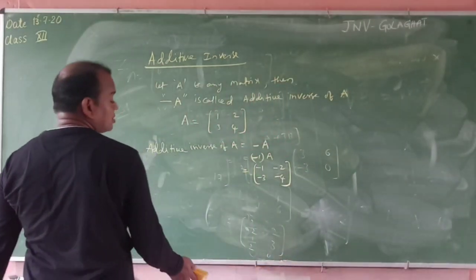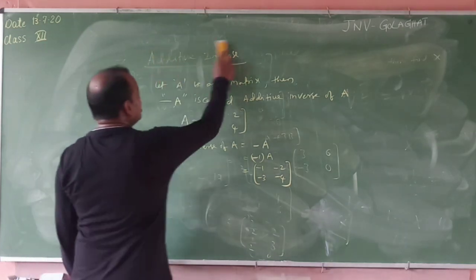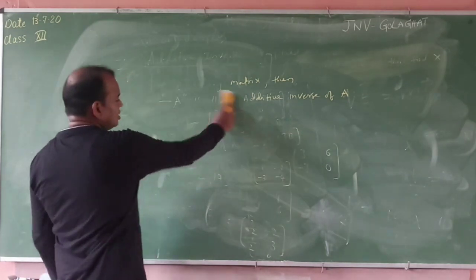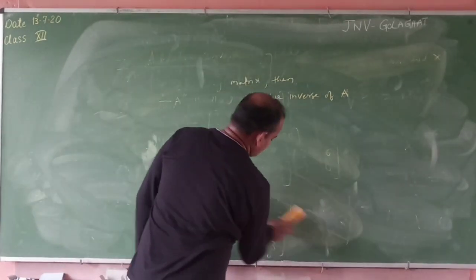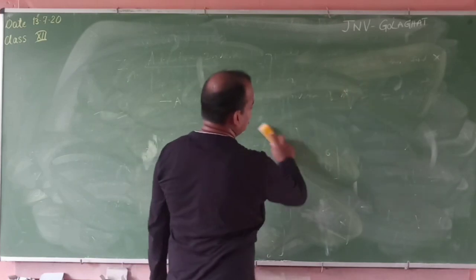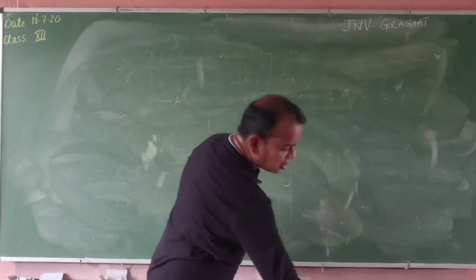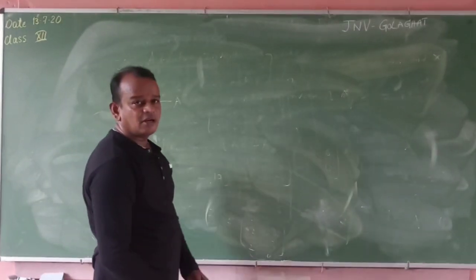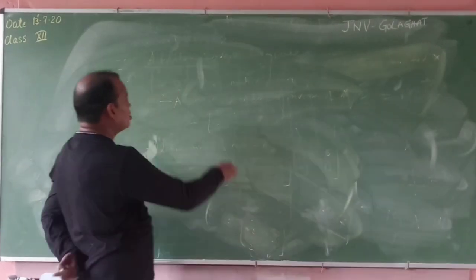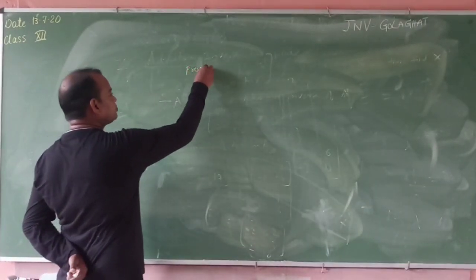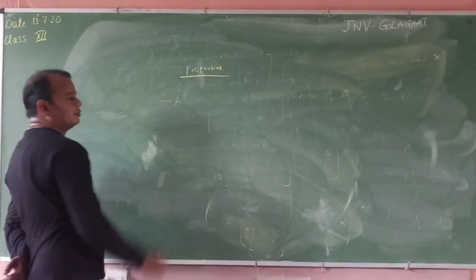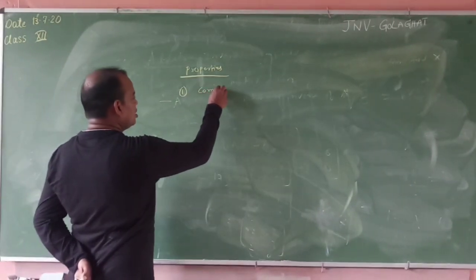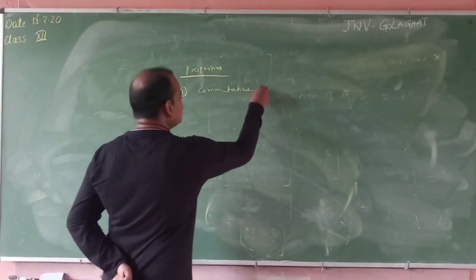Okay, next we will discuss the addition of the matrices. Addition of the matrices follows some properties. Now, addition of the matrices satisfies the commutative property. What is the commutative property? First one, addition of the matrices satisfies the commutative property.